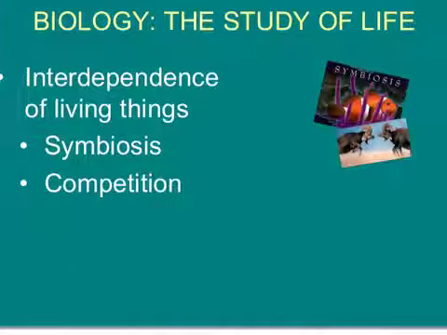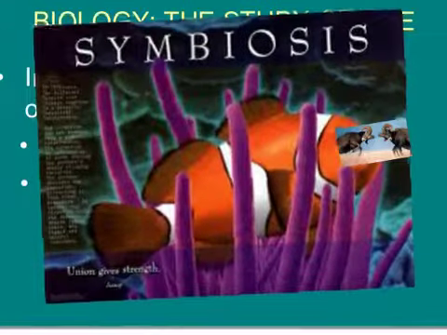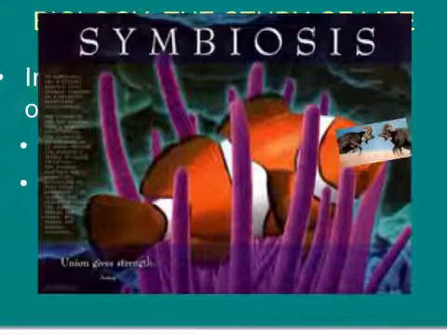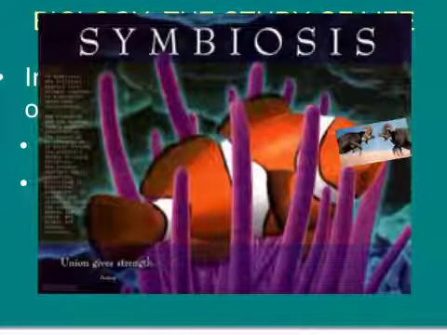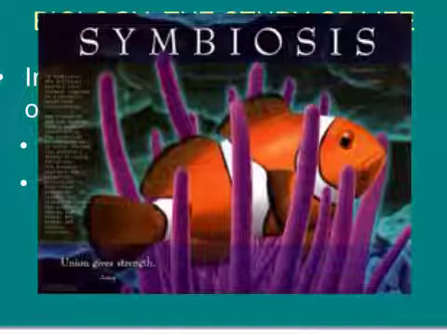Interdependence of living things is the next topic. And when we talk about how living things coexist, here's one that coexists. This is symbiosis. Symbiosis is where two organisms live together in harmony, which would naturally be food for each other or one or the other.